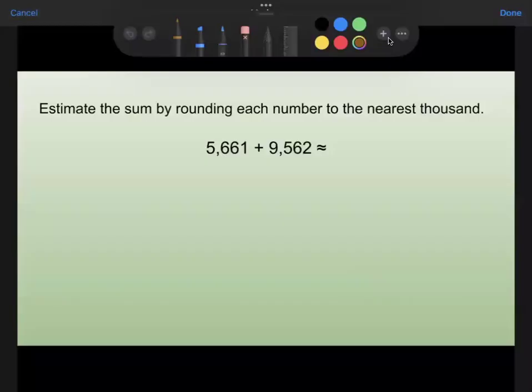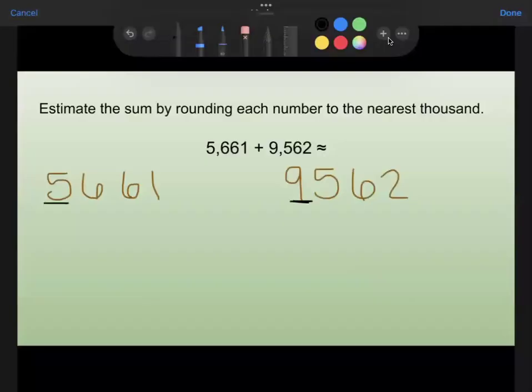Okay, here's our next one. We're going to estimate the sum of 5,661 plus 9,562 by rounding each number to the nearest thousand. So what I'm going to do is go ahead and round each number to the nearest thousand to start. So I'm going to rewrite 5,661 over here and 9,562 over here. Then I'm going to find the thousands place for each number.